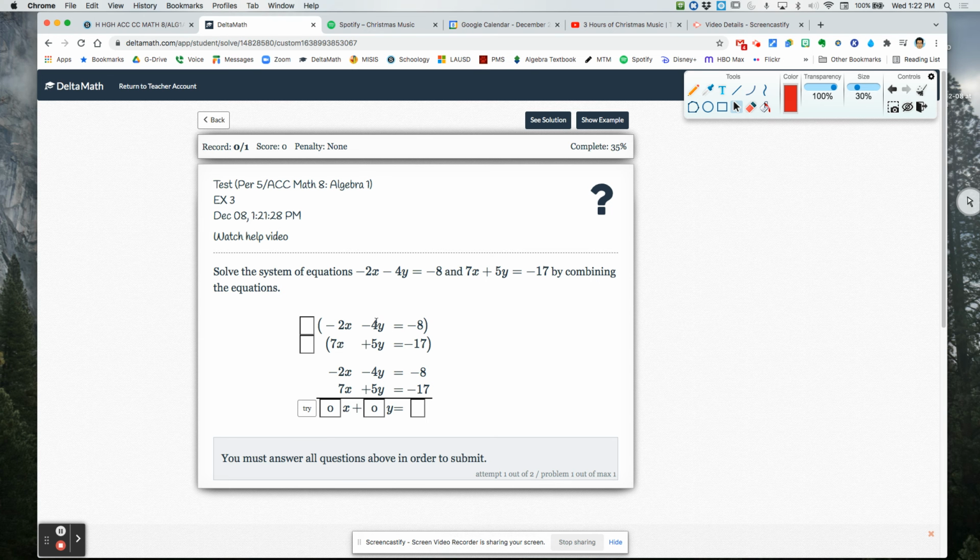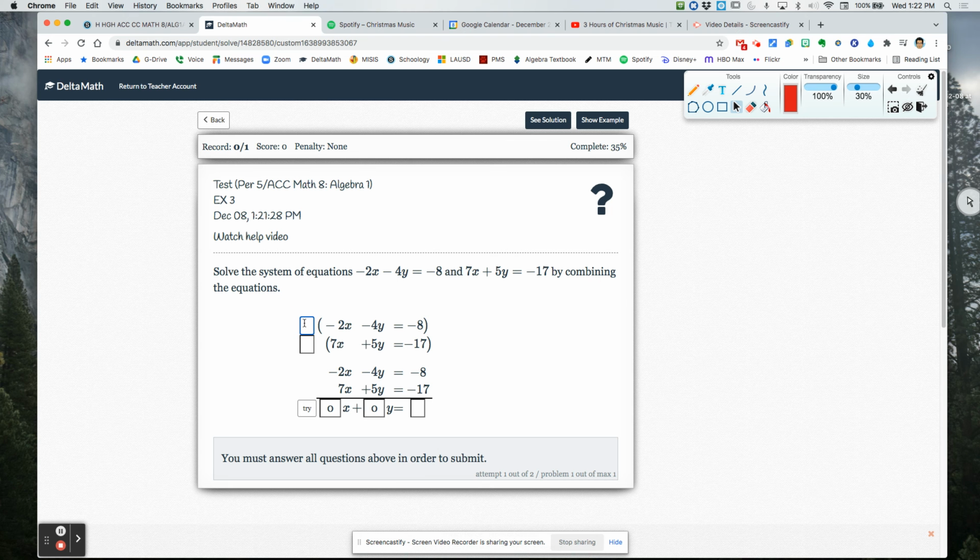What's the least common multiple between 4 and 5? 20. 20 is the smallest number they both divide into. So again, we would have to multiply: to turn 4 into a 20, we multiply by 5. To turn 5 into a 20, we would multiply by 4. So do we want to multiply with 2 and 7 or 4 and 5? 2 and 7. Okay, let's do it.